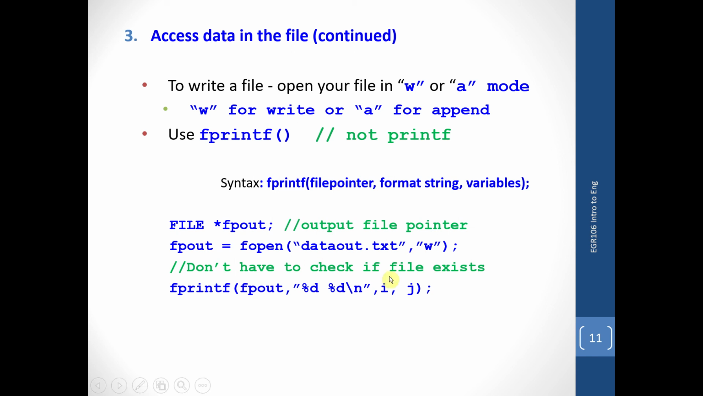And then the last step, right, we're accessing our data. We're going to print stuff into that file. In this case, we list the file pointer. We're going to print 2 integers, i and j. Now, can you use 2 file pointers in the same program? Yes, you absolutely can. You can read in from one file, you can write out to a different file.